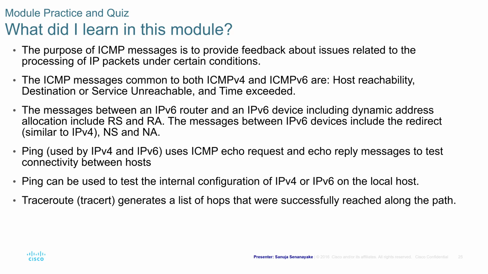We learned about ping, which is used by IPv4 and IPv6. Ping commands use the ICMP echo request and echo reply messages to test the connectivity between hosts. Ping can be used to test the internal configuration of an IPv4 or IPv6 local host, which are basically the loopback addresses. If you use ping with the loopback address, you can test the internal configuration, or TCP/IP stack, of your device. That's what the internal configuration test is. Then we learned traceroute, which generates a list of hops that were successfully reached along a path. You can use traceroute from your device to an end device or to a router port to see if there is a failure between you and the device that you're trying to reach.